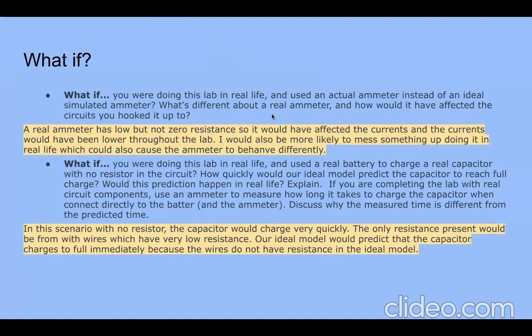And what if you used an actual ammeter? The actual ammeter has a tiny bit of resistance, so the currents throughout the lab would have been a little bit lower, but still pretty similar.